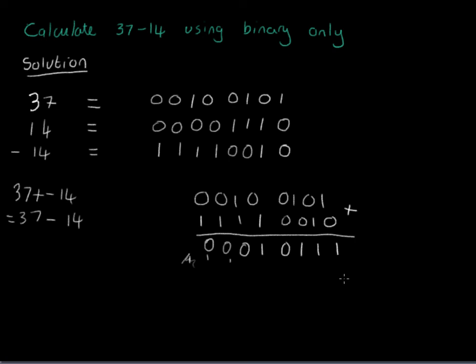Let's see what we've got here in binary bits. We've got a 1, a 2, a 4 using the weightings. We don't have an 8, but we have a 16. Let's add those together: 16, 4 is 20, 22, 22 add 1 equals 23. Well, hey presto. 37 take away 14 equals 23.